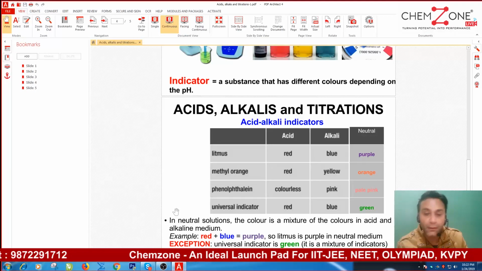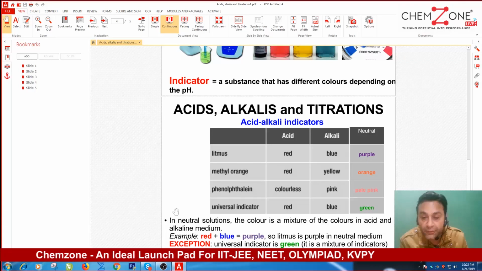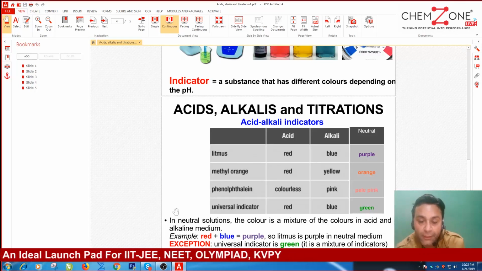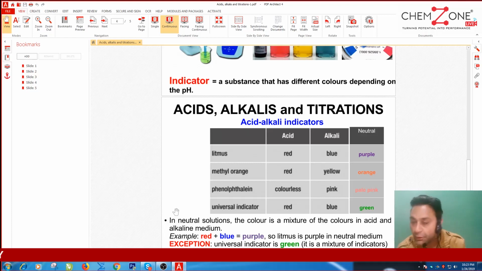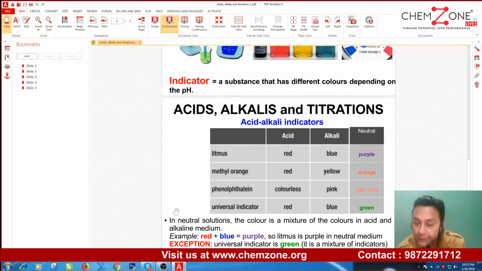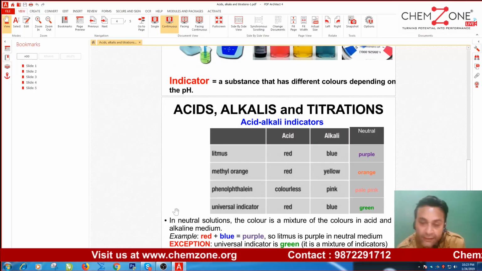Right? Okay, so we have different indicators here, like litmus, methyl orange, phenolphthalein, universal indicator. So litmus is red in the acidic medium and blue in the alkali medium. Neutral, purple color, litmus. Right? Methyl orange is red in the acidic and yellow in the alkali, and the neutral is orange. Phenolphthalein is colorless in the acidic, pink in the alkali, and pale pink in the neutral. And universal indicator is red in the acidic, blue in the alkali, and green in the neutral.